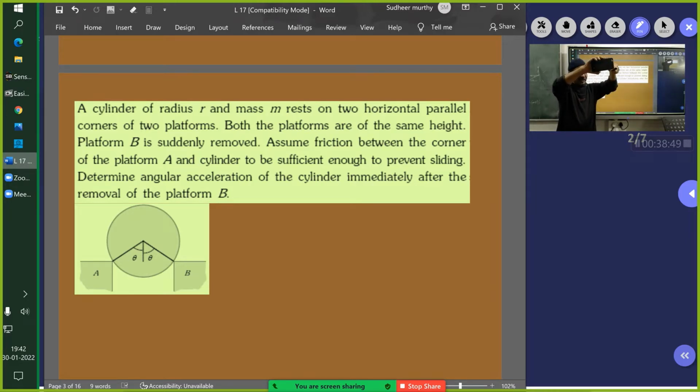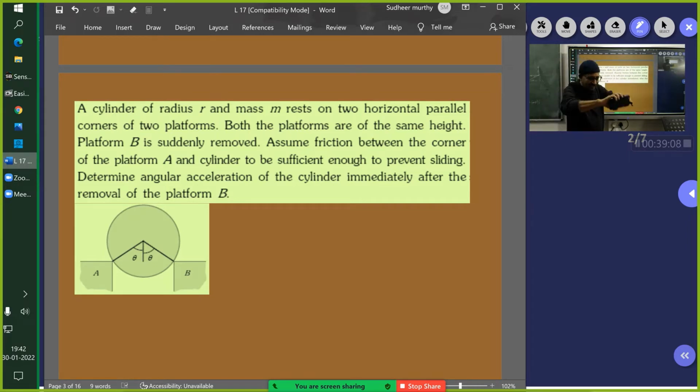That's what they are telling. See, this grip is sufficient to hold it. So there is static friction. Static friction will not do work. That's what I discussed in my first class. Static friction is only there to grip. So that is what they have made clear.